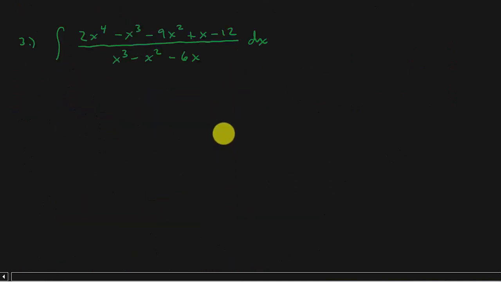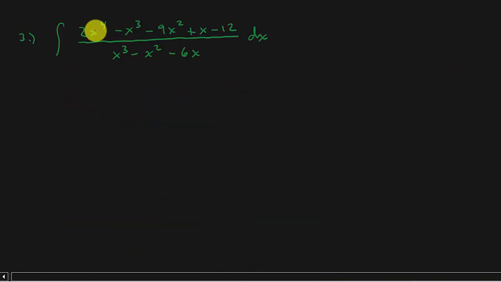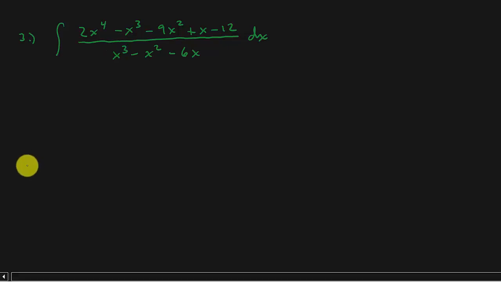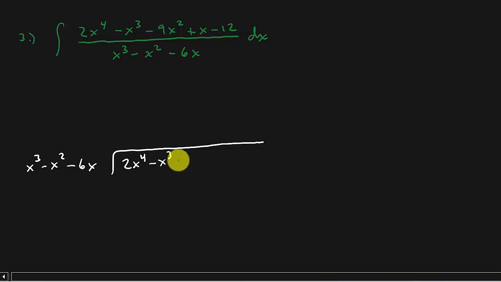But here, see how the largest exponent in the numerator is 4 and the largest in the denominator is 3? You can't do partial fractions like that. So we've got to do something. We've got to do long division. So I've got to do long division here. And that's going to be 2x to the 4th minus x cubed minus 9x squared plus x minus 12.